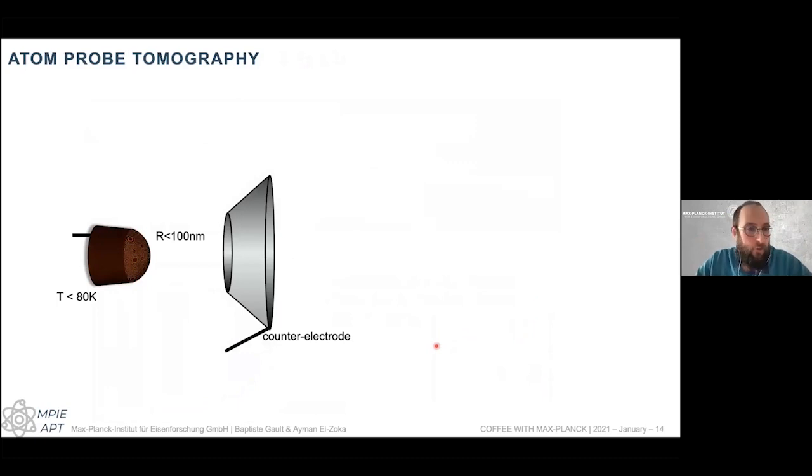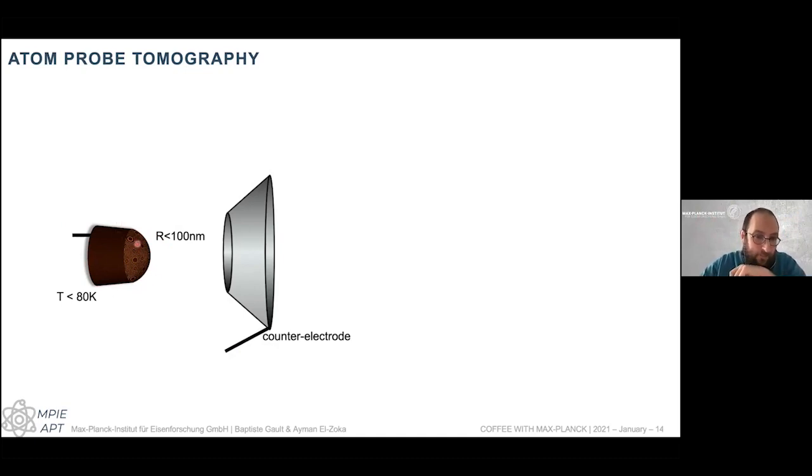So this is exactly what we do. We take a piece of material and we shape it as a sharp needle with a radius of curvature that is about 100 nanometers. So it's like maybe 100 to 1,000 times smaller than one of the hairs that you may have the chance to have on your head. I don't have many of those anymore, but that's the idea. And we cool this specimen down to cryogenic temperature, so between maybe 25 Kelvin, so minus 250, and 80 Kelvin.